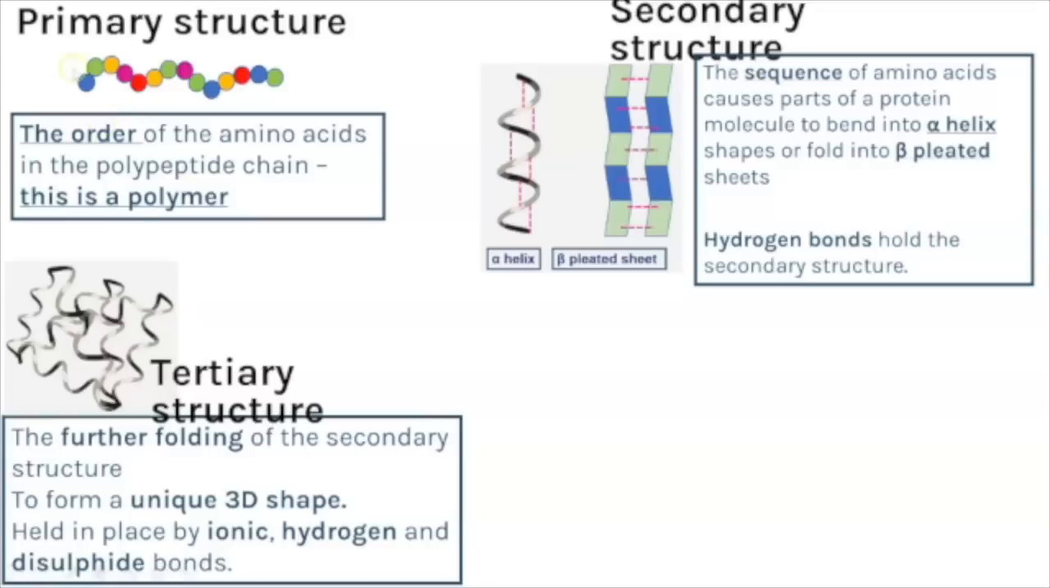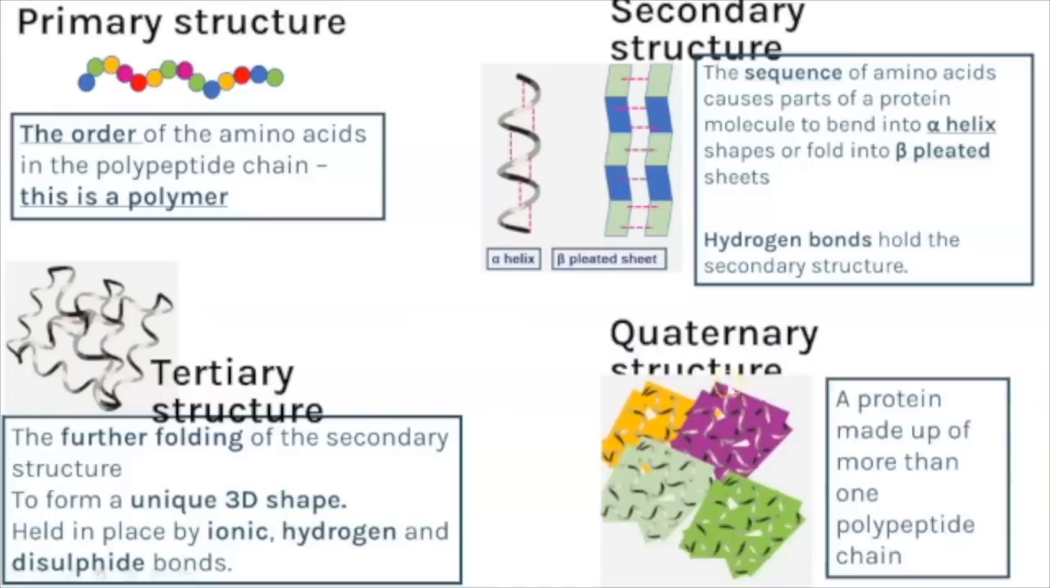And it's actually the primary structure that determines the location of these bonds, the ionic, hydrogen, and disulfide bonds. And it's the location of the bonds which determine how it folds and the 3D shape. The final level of organisation is the quaternary structure.